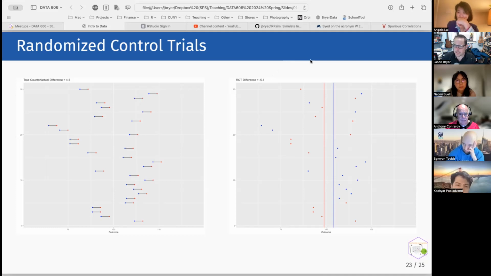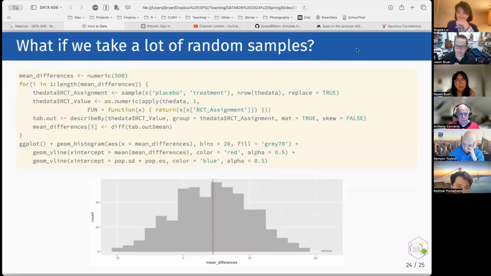But what happens is if I can do this over and over again, right? And that's what this simulation is doing here. I'm going to randomly select from this 30 people, 500 different ways of combining that randomization. I get this distribution of differences. And so the mean of that distribution is actually pretty close to 4.5, right?